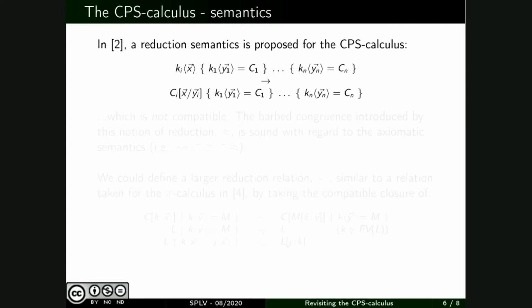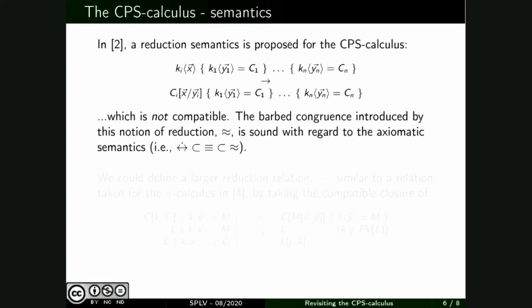So for a reduction operational semantics of the calculus, we have just a single reduction rule where we have a jump in the head position. We follow a series of bindings. Given that the variable is bound for one of these continuations, we can simply replace the body, keeping the bound continuations there.